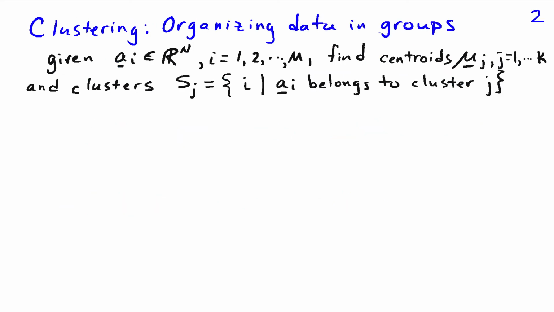Clustering is the problem of organizing data into groups. Suppose that I'm given a set of data vectors, a sub i, which are n-dimensional, and I have a total of m of those. Then what I want to do is find centroids mu j, and let there be k of those, and k corresponding clusters. This set S sub j are the set of indices i associated with the vectors a_i belonging to cluster j.